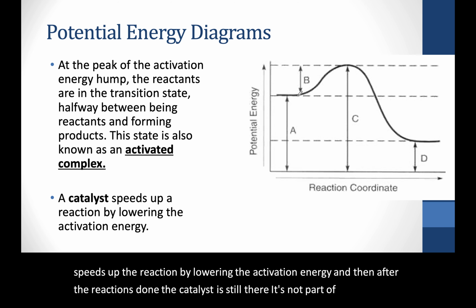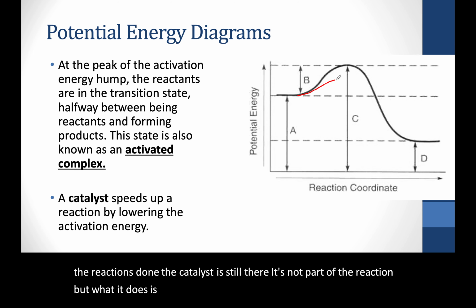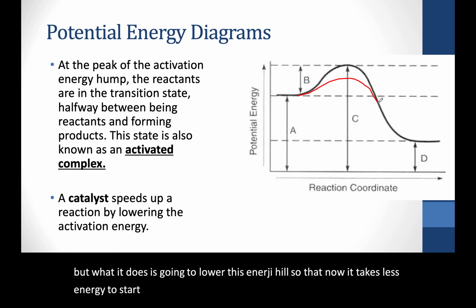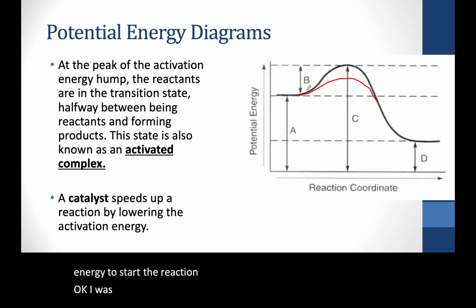But what it does is it's going to lower this energy hill so that now it takes less energy to start the reaction. Okay, that was almost perfect. So when we add a catalyst, I'll circle this so you know what the red means.